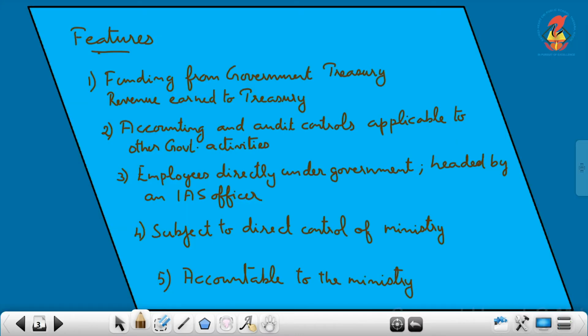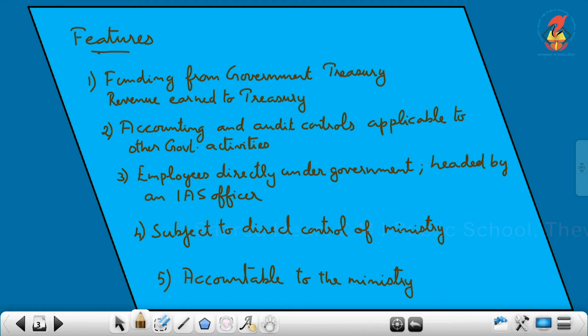Now looking at the features, the first feature is that the funding of departmental undertaking comes from treasury. That means government is directly funding it. As money comes from treasury, the revenue goes back to treasury. The revenue also goes back to government. Accounting and audit control applicable to other government activities apply here, because it is a government department.